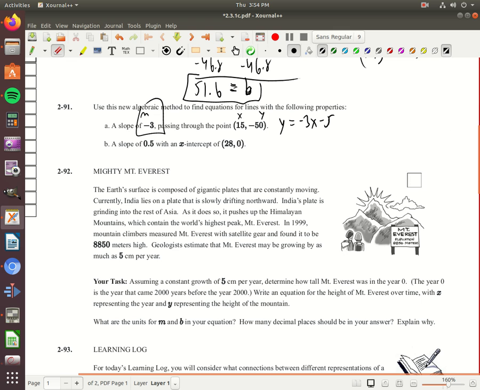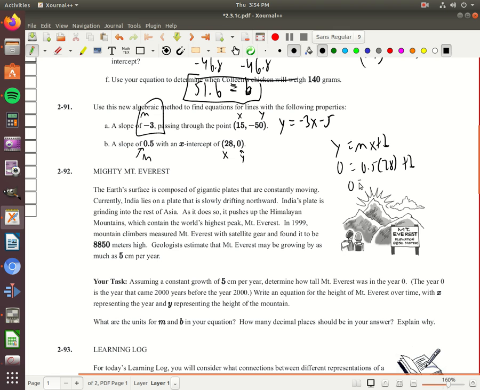Clear this off and do the same thing here. My m is 0.5, my x is 28, my y is 0. So I will say y equals mx plus b, y is 0, m is a half, x is 28, plus b is my unknown, so half of 28 is 14. If I subtract that, I get -14 equals b. I already have my slope, so I get y equals 0.5x minus 14.